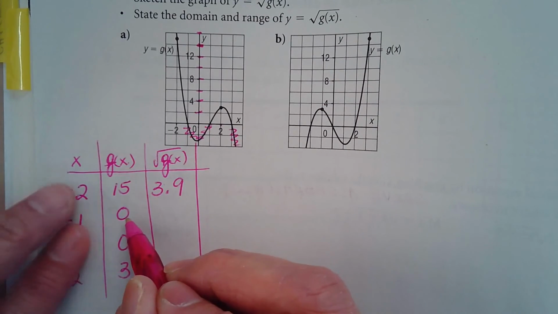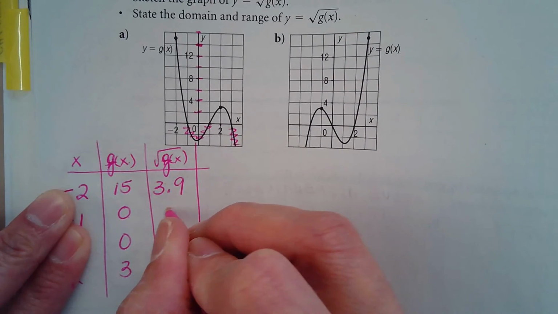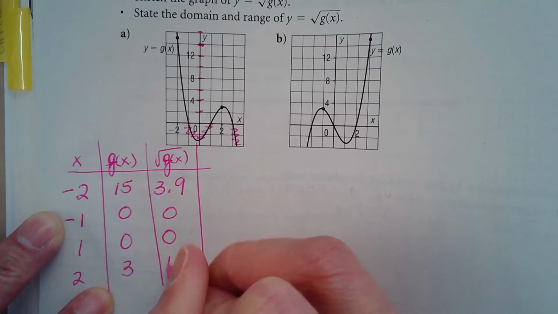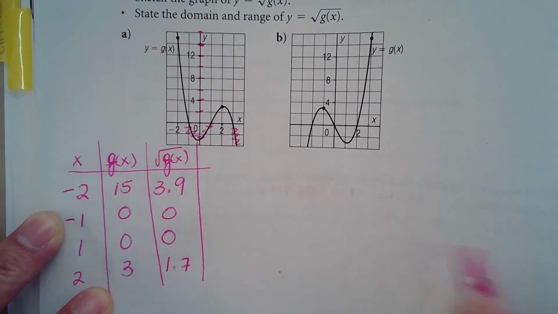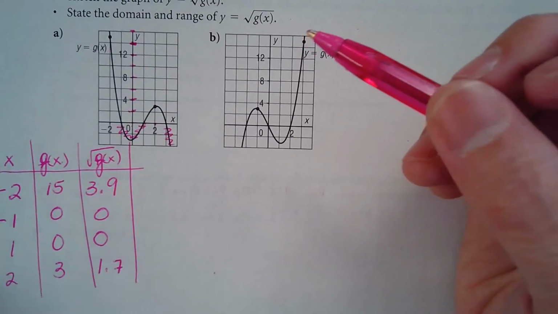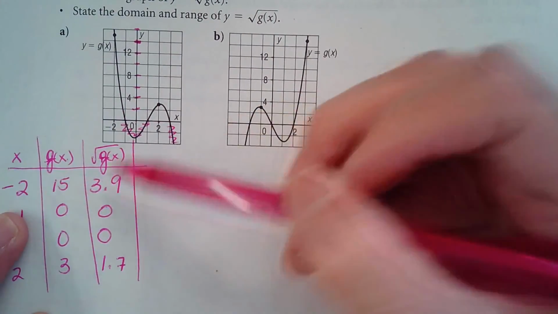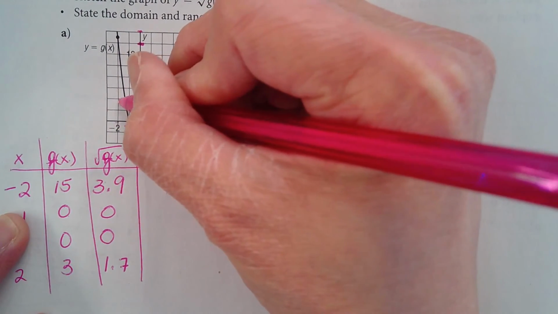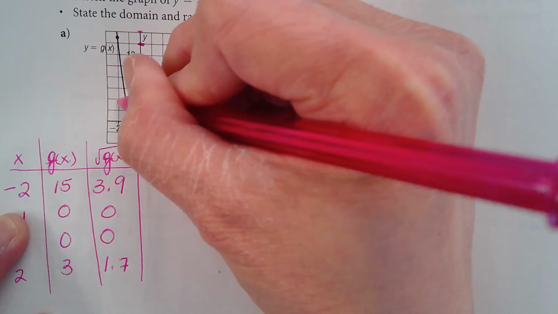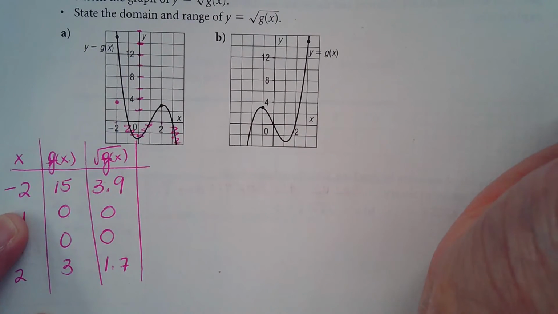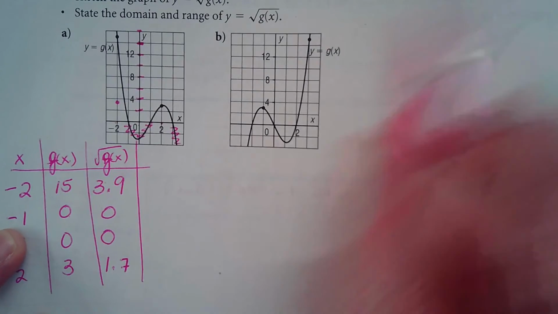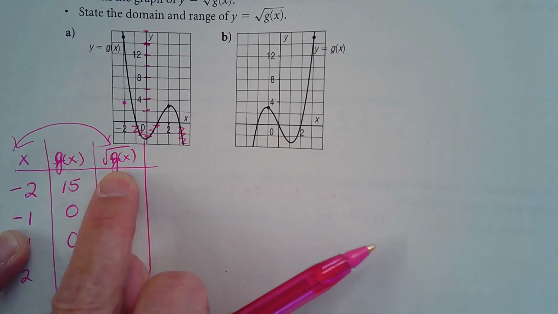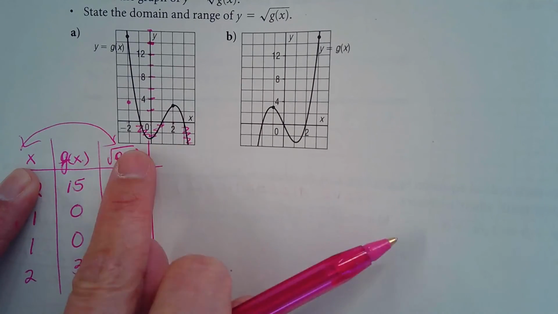Okay. Now, square root of g of x is 0. The square root of 3 is 1.7. Okay. So, what's our point there? -2, 3.9. So, -2. Where's 3.9? So, down here. Okay, so this is the one that we're looking at now, because this is the x, and this is the square root of g of x.